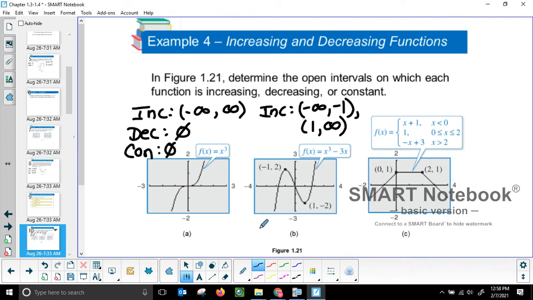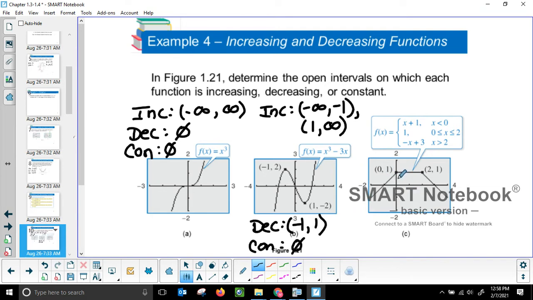All right, this graph is decreasing from here to here, right? My graph is going down as I go from left to right. So from -1 to 1, again, these are always open intervals. We never have to worry about that. And this graph is constant nowhere, right? It's not flat anywhere at all.